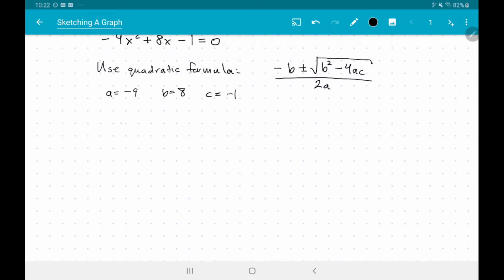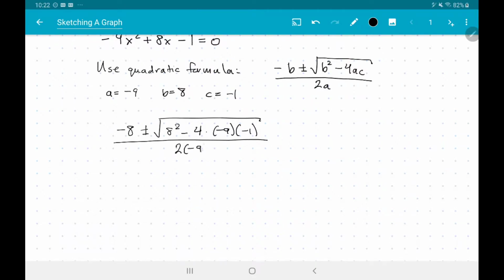Okay, putting all of this together, negative 8 plus and minus the square root of 8 squared minus 4 times negative 9 times negative 1. All of that is under the square root, and then the whole thing is under 2 times negative 9.